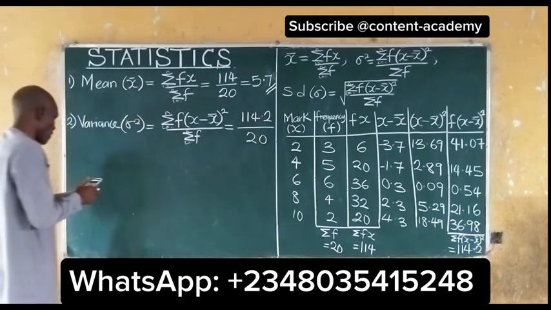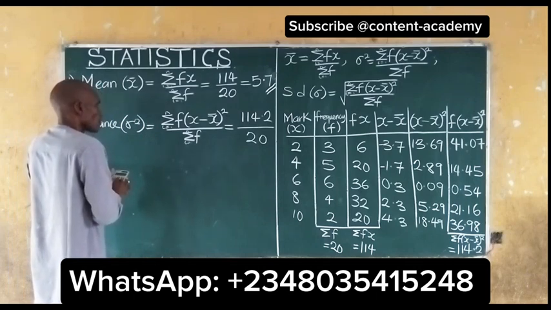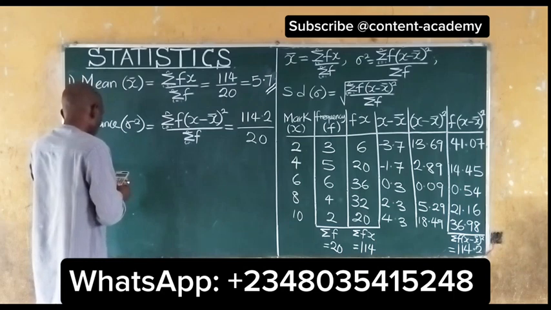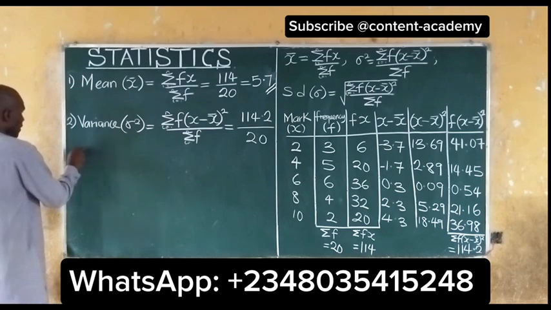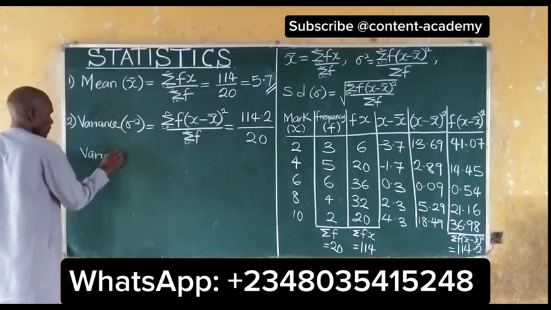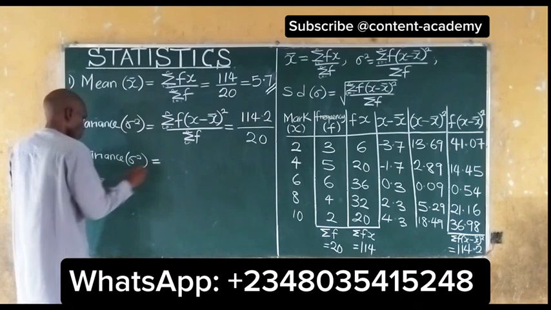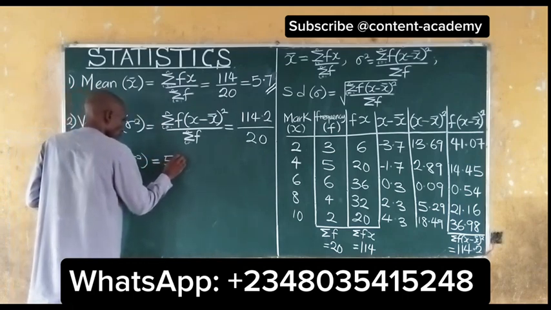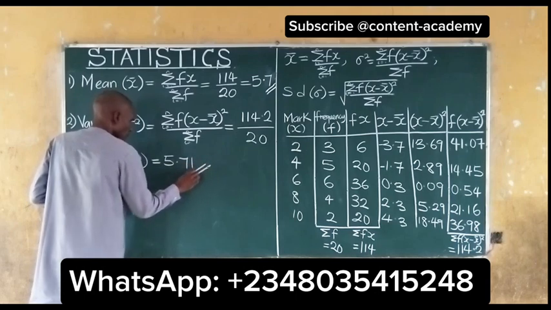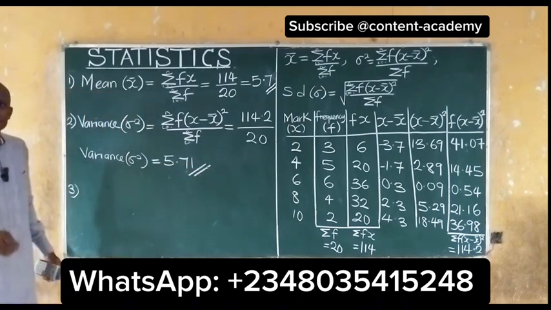So we have 114.2 divided by 20, and our variance is equal to 5.71. Now, how do we calculate the standard deviation?